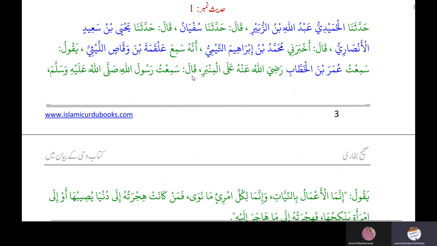Kala, he said. So Umar, may Allah be pleased with him, was sitting on a pulpit and he said. Kala means he said. Sametu, I heard. Rasulullah, Messenger of Allah, peace be upon him. So Umar said, I heard the Messenger of Allah, peace be upon him, yakulu, saying. So Umar heard the Messenger of Allah, peace be upon him, saying that.